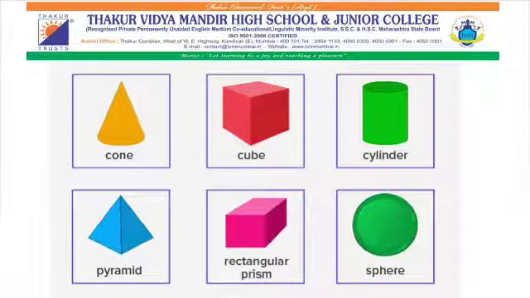Here, I have given you a few examples of three-dimensional objects. A cube, cylinder, sphere, rectangular prism, pyramid, cone. All these figures are three-dimensional because they have length, breadth, and height. All the three things you can see, all the three things are there in this figure, and you can see that, right? That is why it is three-dimensional.